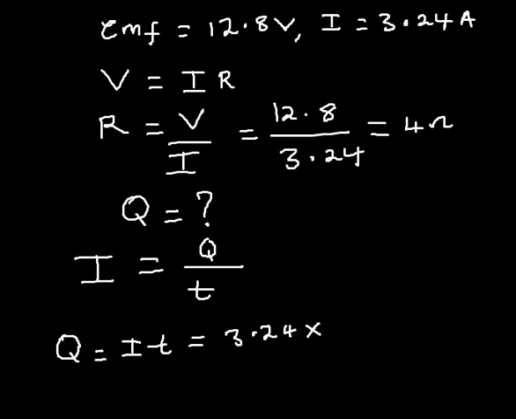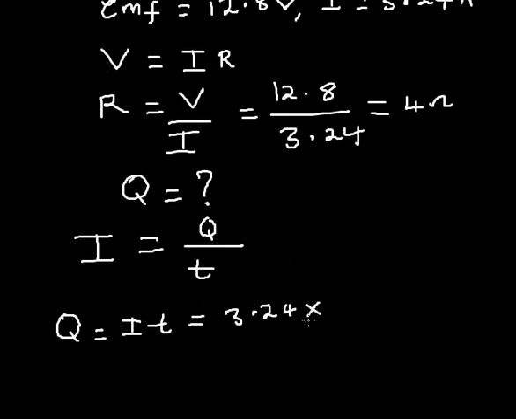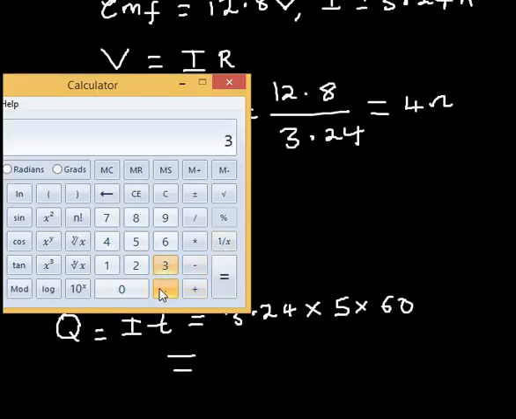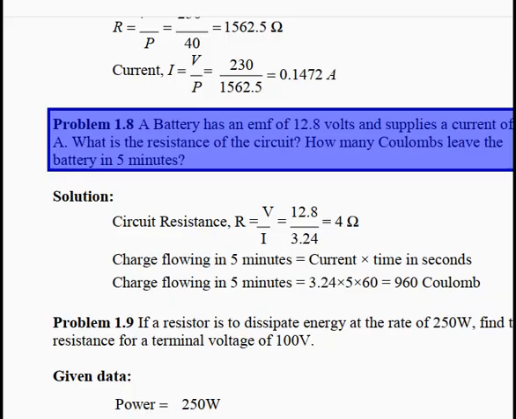The current is 3.24, and the time we are asked is 5 minutes. Okay, so that's going to be 5 minutes. I have to convert that to seconds by multiplying by 60. So this 3.24 times 5, then times 60. So that's 972 coulombs. So I hope that is well understood.